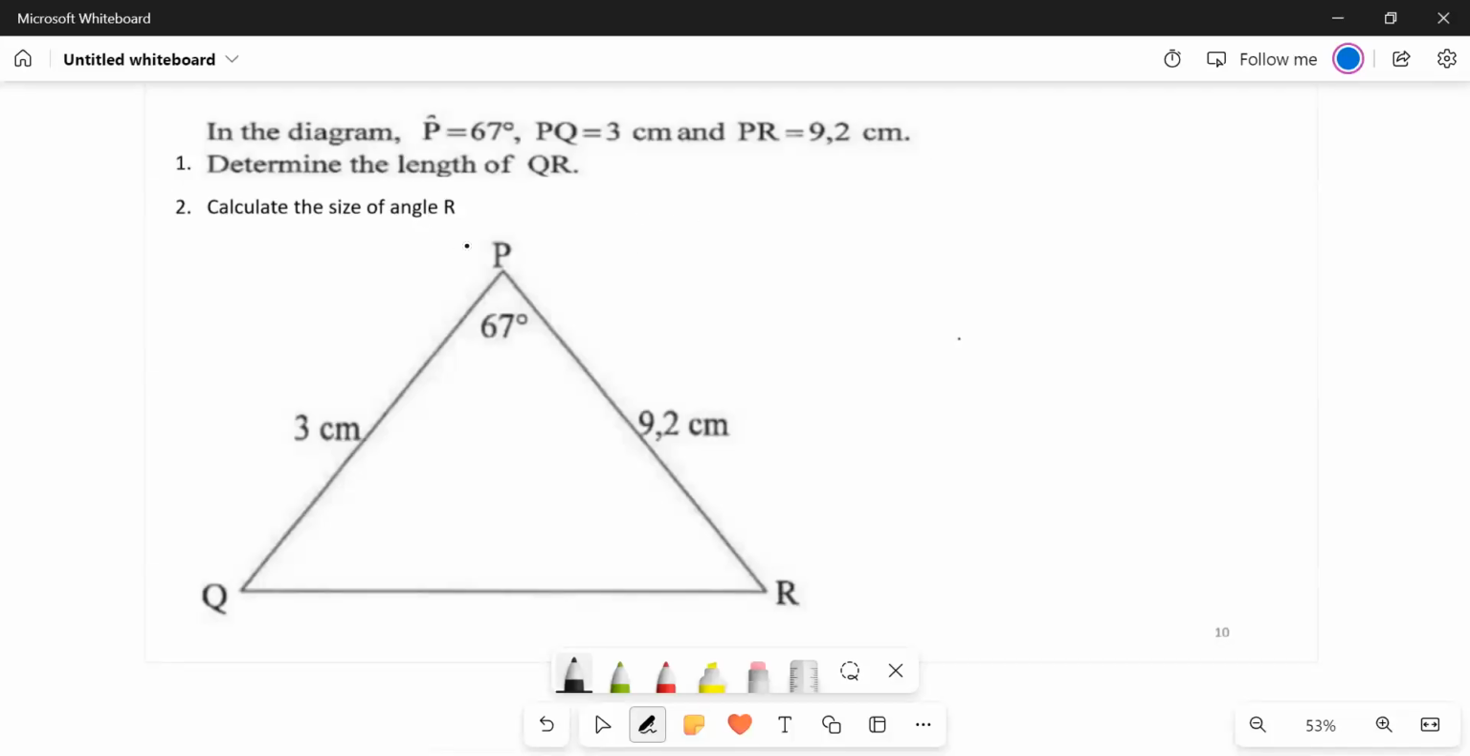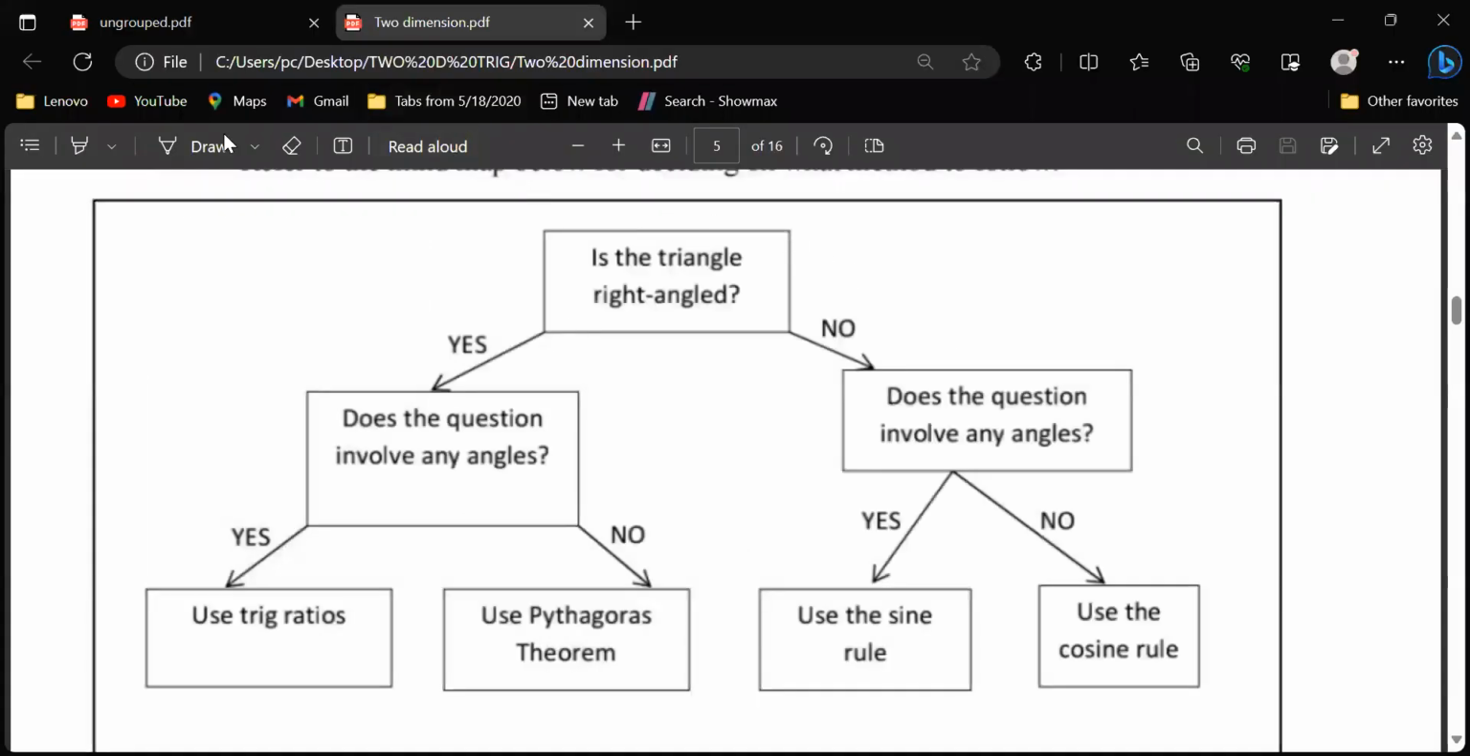So here, Lina, we are given a diagram. They say we are given PQR. Now, let's ask this question, Lina. Is this a right angle triangle? It's not a right angle triangle. Okay? Now, if it's not a right angle triangle, we said no, it means we went in this direction.